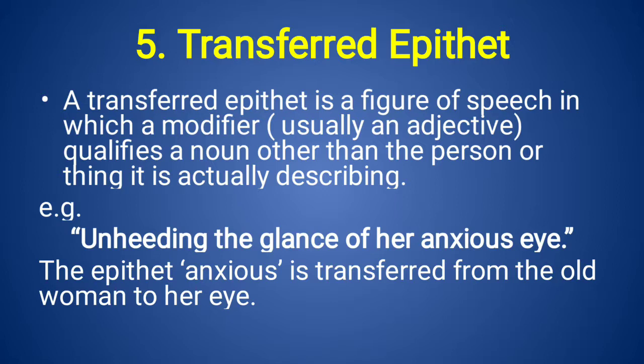So if an adjective qualifies a noun other than the person or thing it is actually describing, at that time it is called a transferred epithet. So these are the major figures of speech used in the poem. So poetess Mary Bryan has used so many figures of speech. So these are the major ones. She has also used repetition and alliteration as well. So this is all about the critical appreciation of the poem Somebody's Mother.